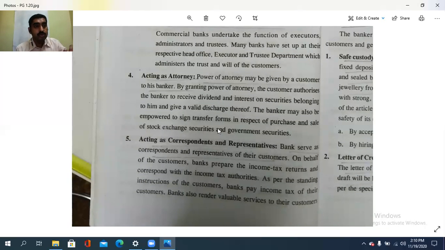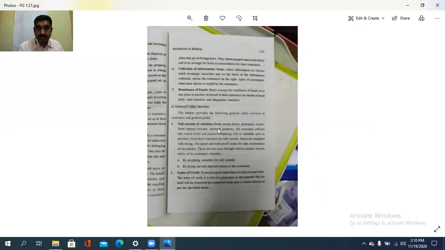They are going to do this thing. That is filing the income tax returns, okay, and also corresponding all those things that relate to the income tax authorities. As per the standing instructions of the customer, banks pay income tax of their customers also. Banks also render valuable services to their customers when they go on foreign tours.